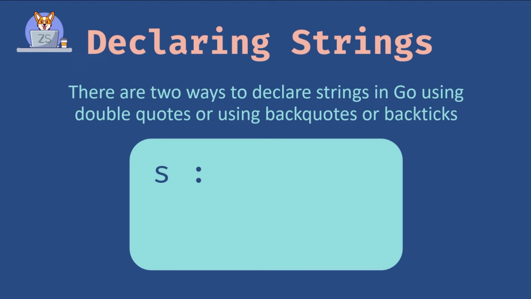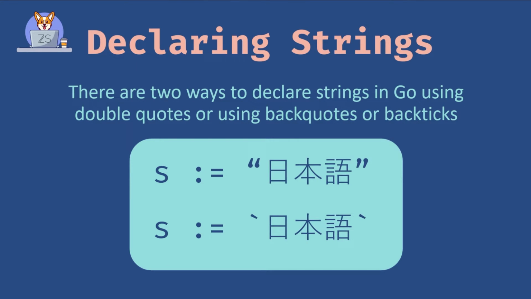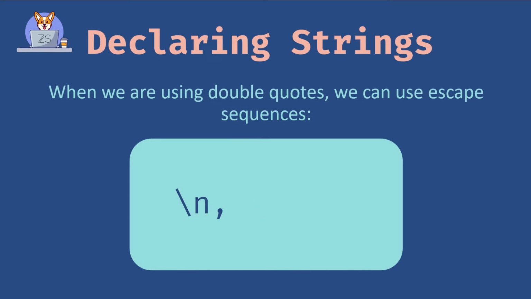There are two ways to declare strings in Go, using double quotes or using back quotes or backticks. When using double quotes, we are creating an interpreted string literal, and inside of double quotes we can use escape sequences. In my previous video, we already saw \n, a new line character. We also have \t for tab, double backslash for backslash, etc. When using backticks, we create a raw literal string. Inside it, we cannot use any escape characters.